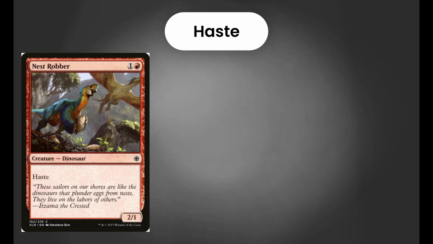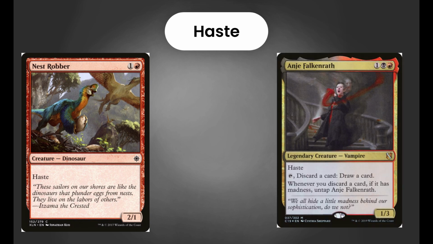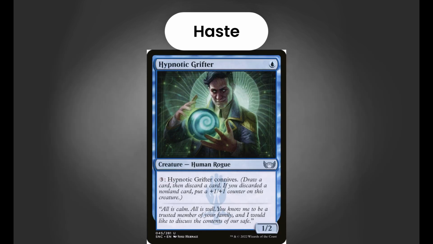Haste is another simple keyword. It means that the creature with haste can attack or activate a tap ability the turn it was summoned, which is usually not the case due to summoning sickness, as mentioned in the last video. Activated abilities that do not require tapping are unaffected by the summoning sickness.